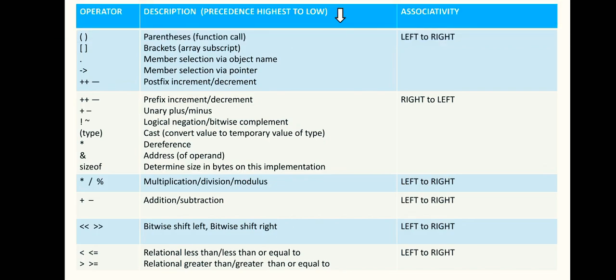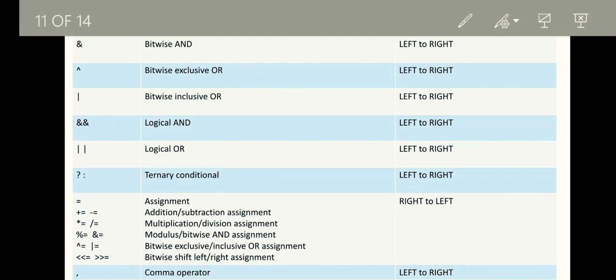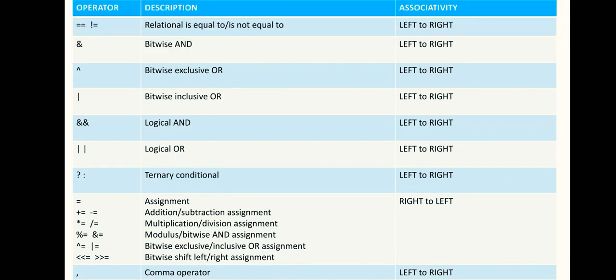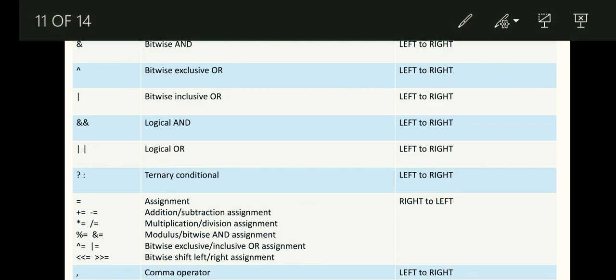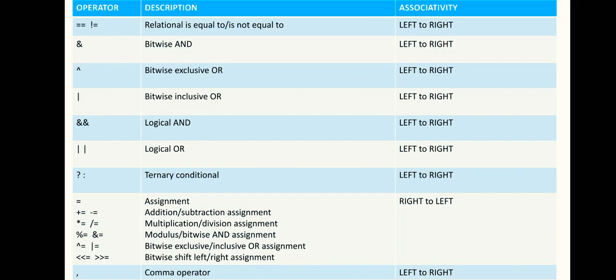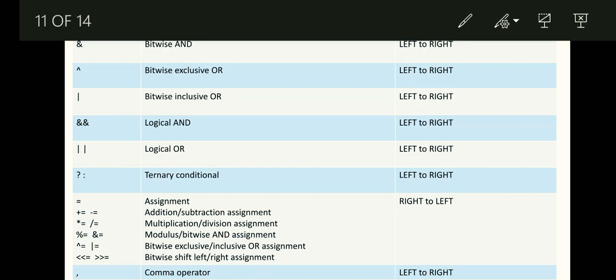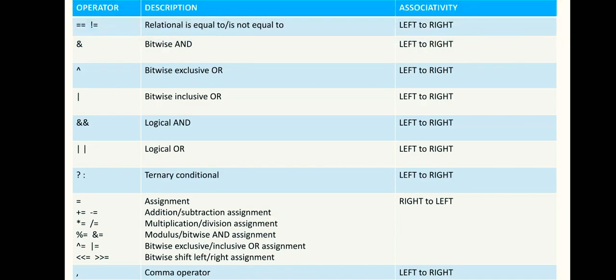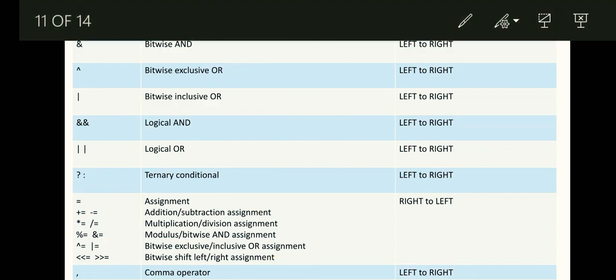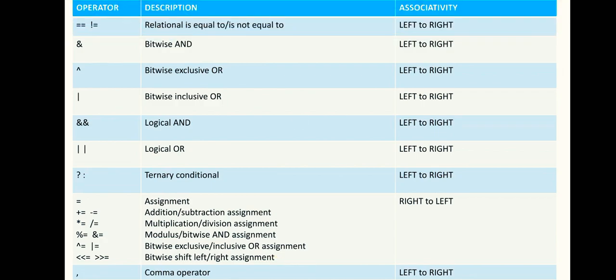Then bitwise shift operators, relational operators, and bitwise AND, exclusive OR, inclusive OR, logical operators, and the ternary conditional operator. And finally we have the set of assignment operators here, and the operator which has the least precedence is the comma operator. One important point to note here is that the assignment operator has lower precedence than the bitwise, logical, relational, and arithmetic operators, and the comma operator has the lowest precedence compared to all other operators.